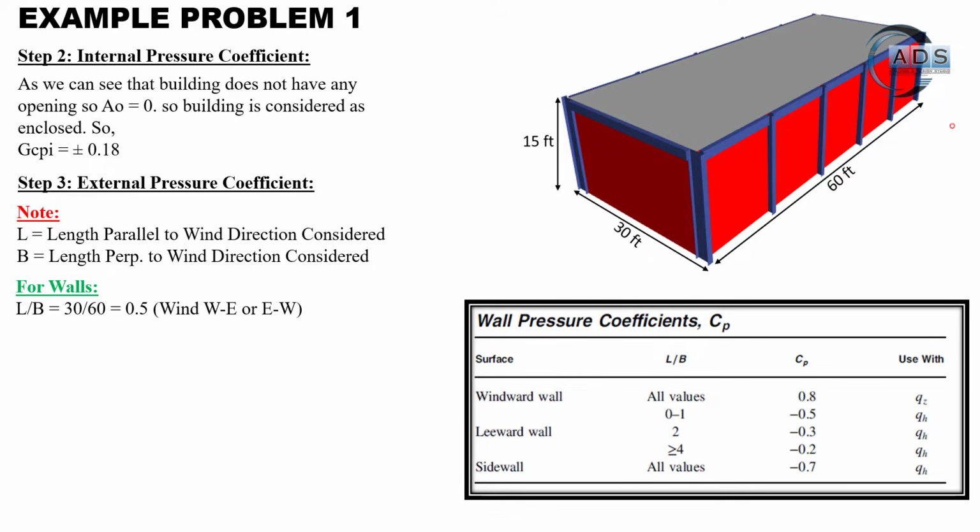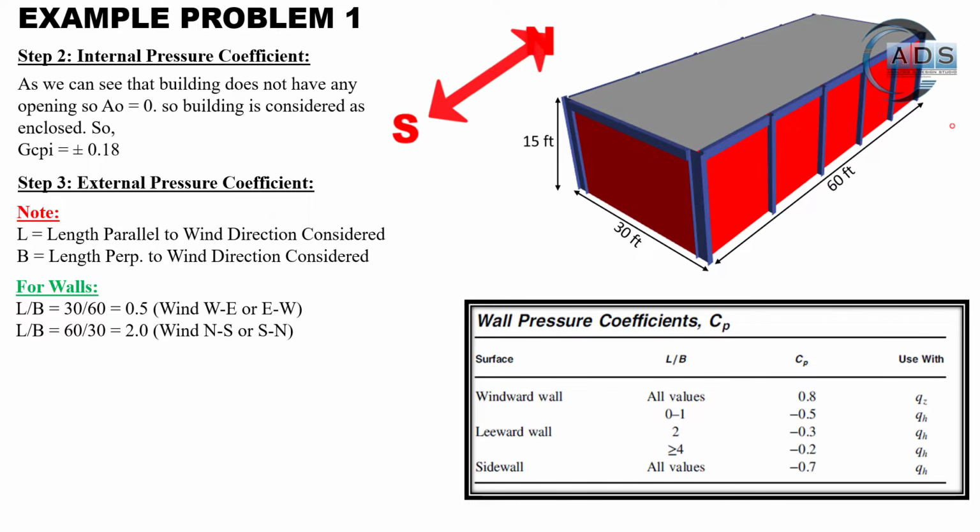For wind direction from west to east or east to west, the length over breadth ratio is 0.5, as L is 30 feet, which is parallel to the wind direction, and B is 60 feet, which is perpendicular to the wind direction. For wind direction north to south or south to north, it is the inverse of the previous one, which is 2.